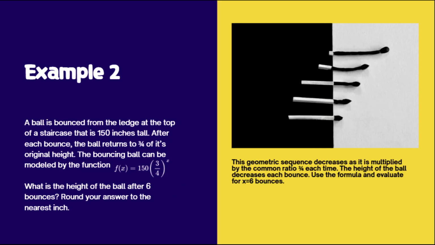Okay, this geometric sequence decreases as it is multiplied by the common ratio 3/4 each time. The height of the ball decreases each bounce. Use the formula and evaluate it for x equals 6 bounces. So for f of 6, we're going to have 150 times 3/4 raised to the 6th power.